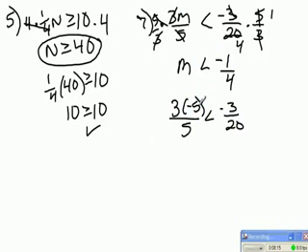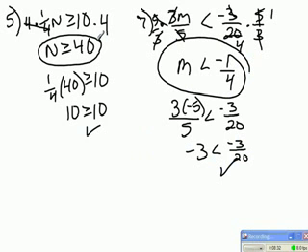3 times negative 5 is negative 15, divided by 5 is negative 3. Is negative 3 less than negative 3 over 20? Well, these are whole numbers, and this isn't even a negative 1 yet, so yeah, it is less. So that checks, and I can use that answer.